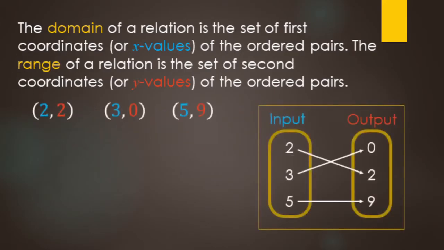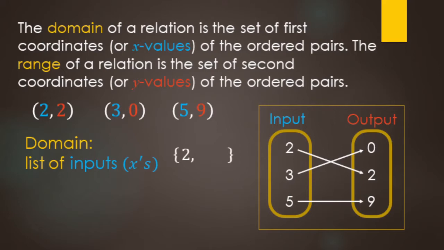So now looking at the example we used on the last page, here's all of our x's: 2, 3, and 5. 2, 3, and 5 are our inputs. So basically that's what your domain is. You're listing your possible inputs. So in this case, it's 2, 3, and 5. Those are the 3 inputs that we can use.